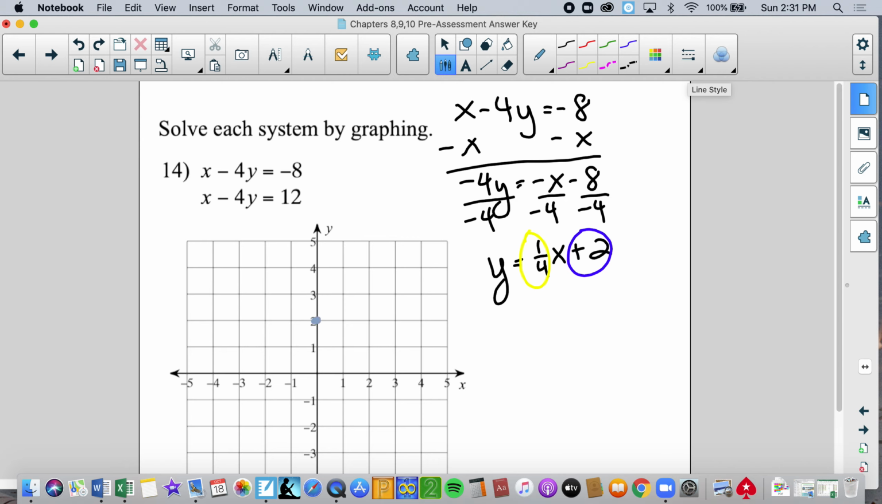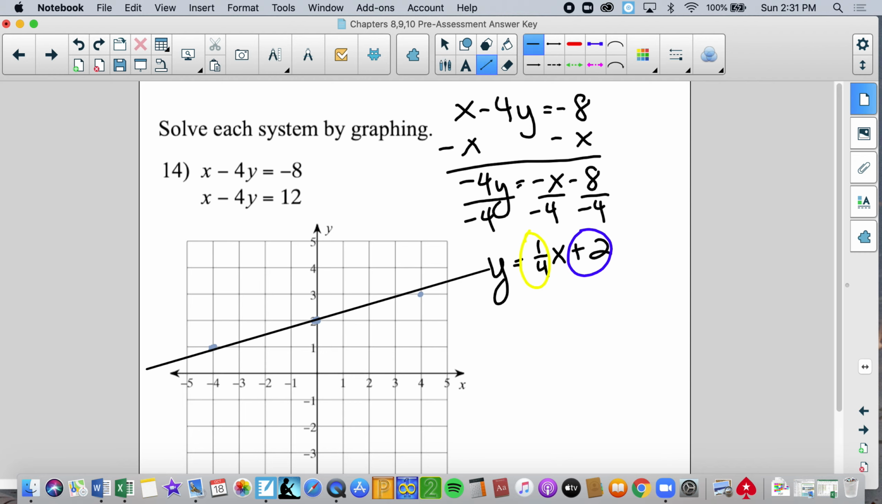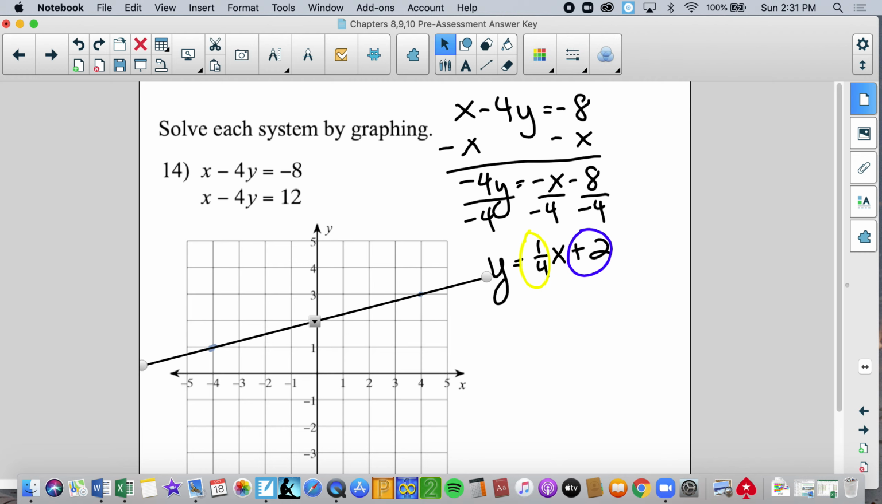Two is the y-intercept. Slope is 1/4, up 1, right 4, or down 1, left 4. It's a little bit off, so let's perfect it a little bit. Good. Let's draw some arrows so we know that those solutions go on forever. Let's look at our other equation.